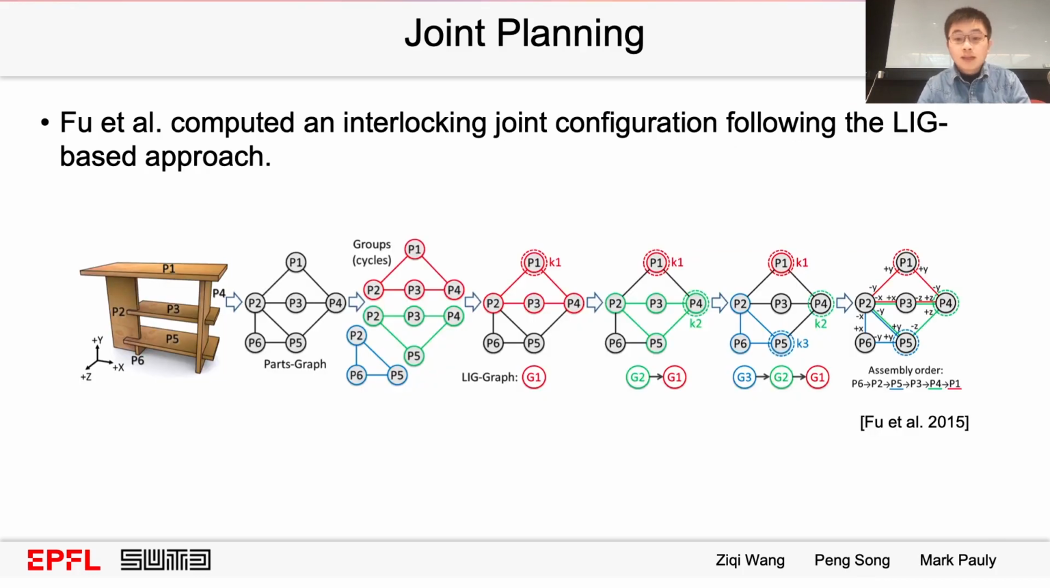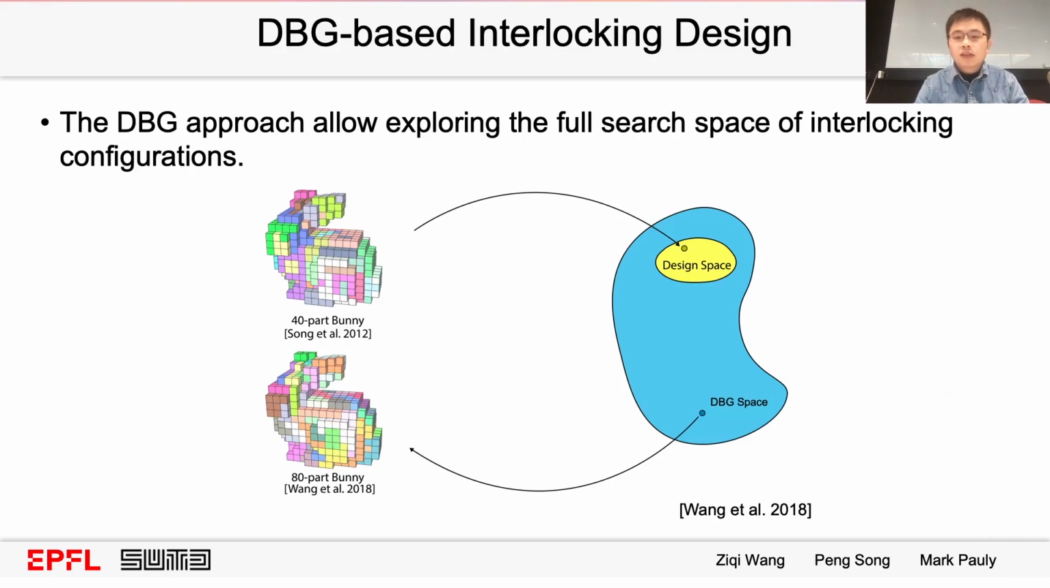The typical approach to address these joint planning problems is to construct local interlocking groups, LIGs, which are a subset of connected parts that are locked by a specific key in the group. Once multiple LIGs as well as the blocking dependencies between them are made, the resulting assemblies are guaranteed to be globally interlocking. However, the limitation of LIG-based methods is that the explored space is restricted to a small subset of all possible interlocking configurations. A much larger design space can be obtained by using the directional blocking graph.